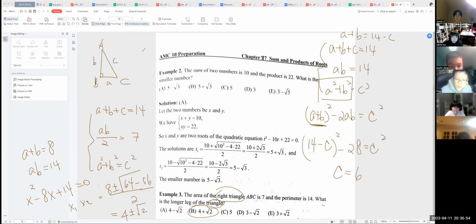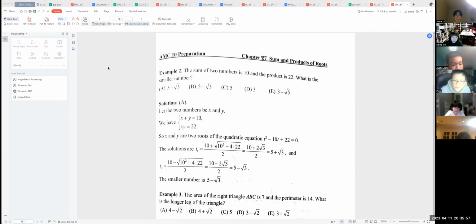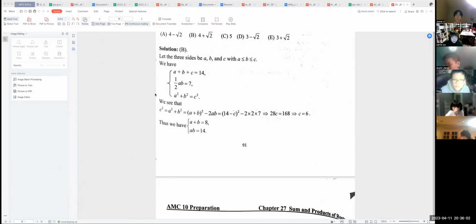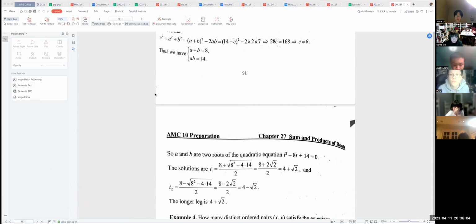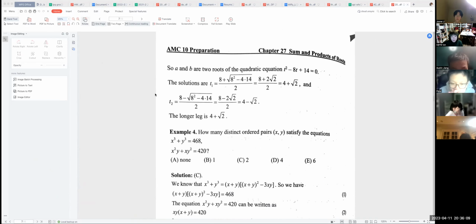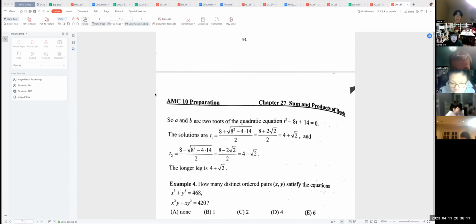Okay, so I know it takes many steps, but it's not something you cannot understand. So let's take a look at number 4. How many distinct, what does distinct mean? Different, okay? How many ordered pairs xy satisfy the equation x cubed plus y cubed equals 468, and this other one like that.